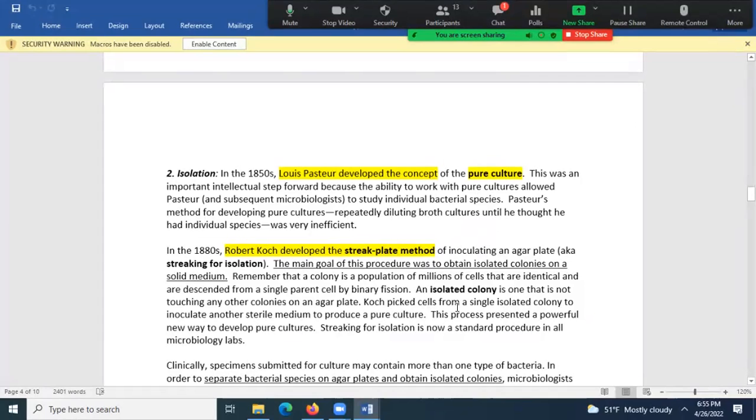And that is, you just streak it out the first time to get isolated colonies. And then you can say that it's 70% pure. And then you streak out from those isolated colonies on a second plate for isolated colonies. And if you get isolated colonies there, you can say that it's at least 95% probable that that culture is a pure culture.